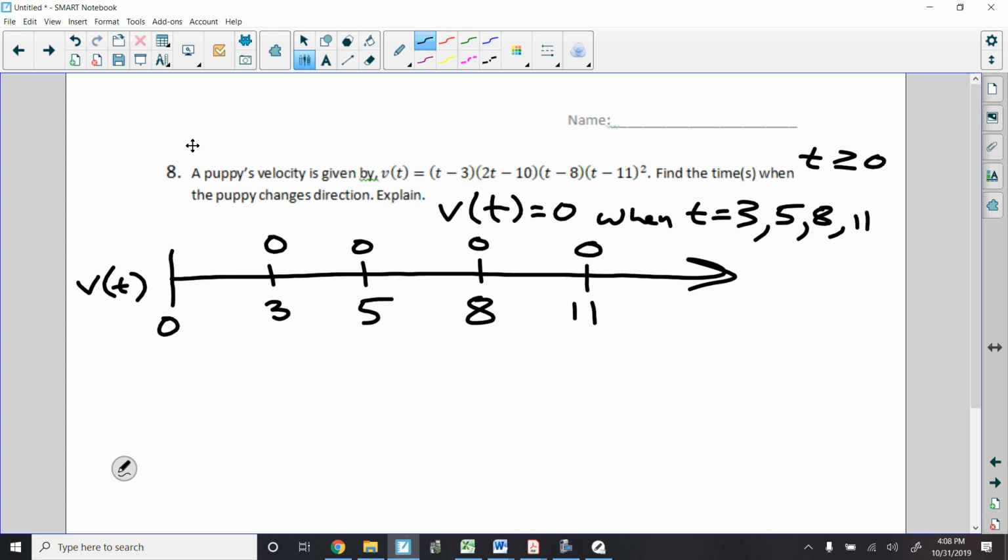What I'm going to do now is keep track of signs on top of this equation, right? So let's use t equals 1. Plugging in, 1 minus 3 is most definitely a negative number. 2 times 1 minus 10 is definitely a negative number. 1 minus 8 is negative 7. That's a negative number. Here's where we need to be careful. Pay attention to that little squared sign. When I plug in 1 for t minus 11, I get negative 10. But negative 10 squared is a positive number.